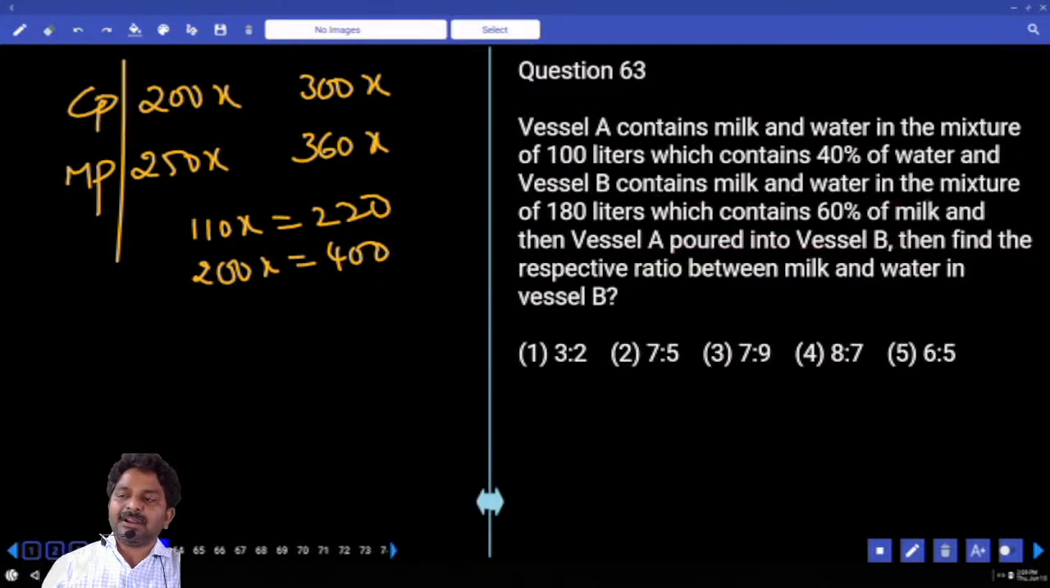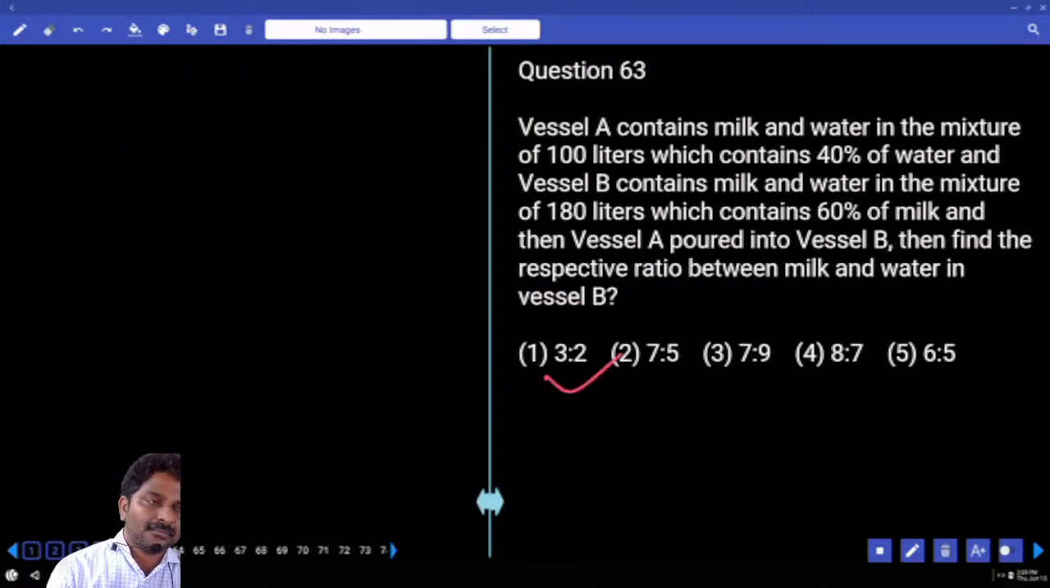Vessel A contains milk and water in the mixture of 100 liters, which contains 40% water, and vessel B contains milk and water in the mixture of 180 liters, which contains 60% milk. Okay, and vessel A is poured into vessel B, then find the respective ratio between milk and water. Milk and water. If you read carefully, there is nothing tricky in it.